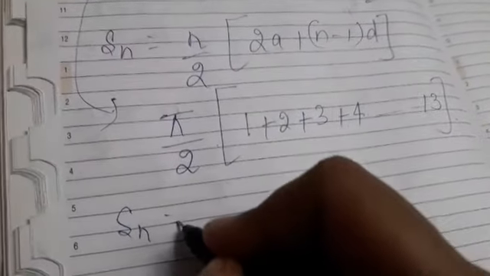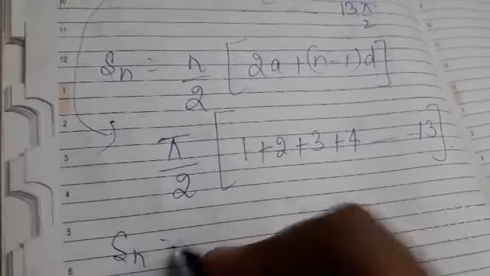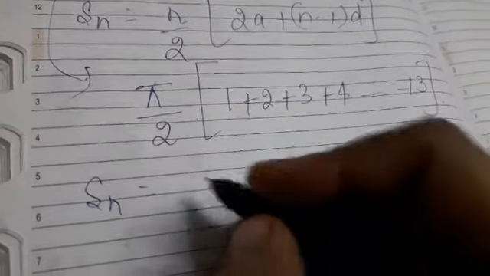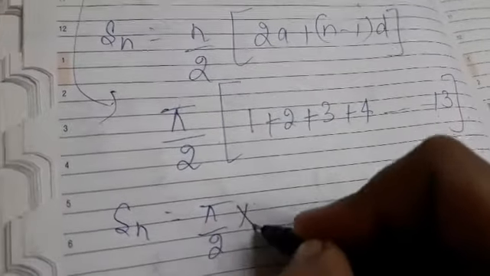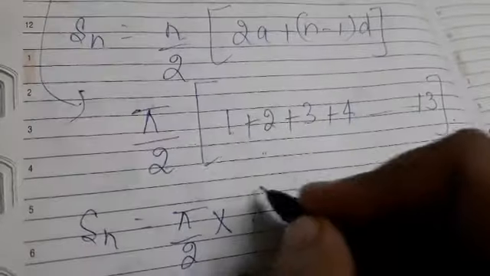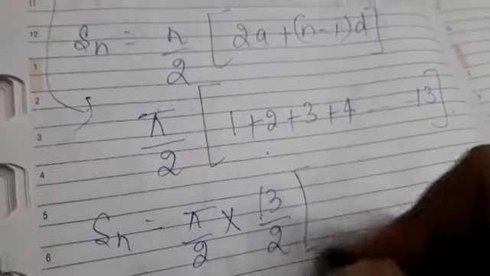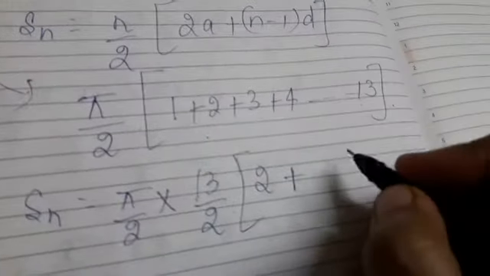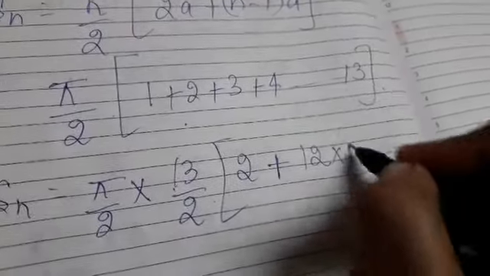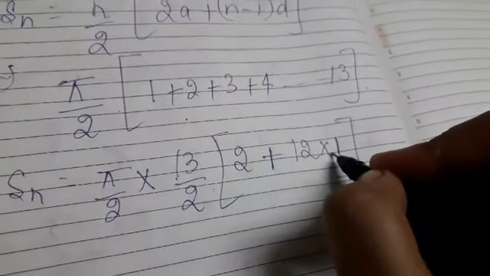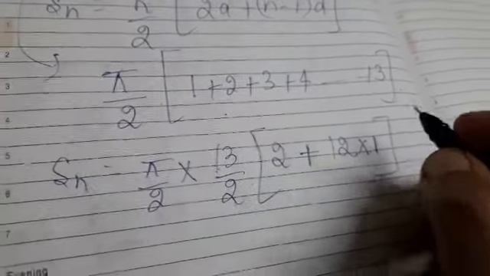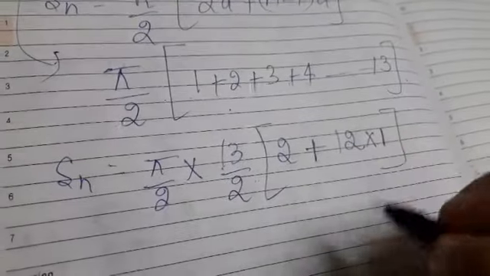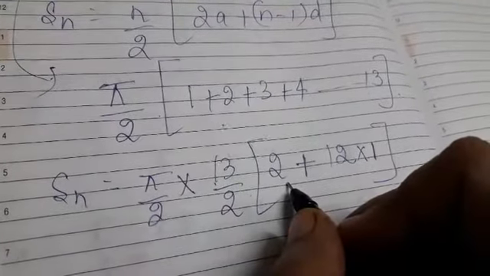Sn is equal to pi by 2 into n by 2. What is n here? 13 by 2 into 2 into a, that is 2, plus n minus 1, that is 12, into 1. What is 1? The common difference. Yes, so therefore you will get now 2 into a. 12 plus 2 will give you 14.